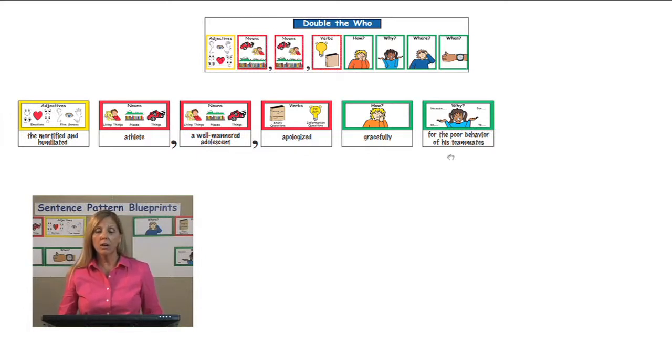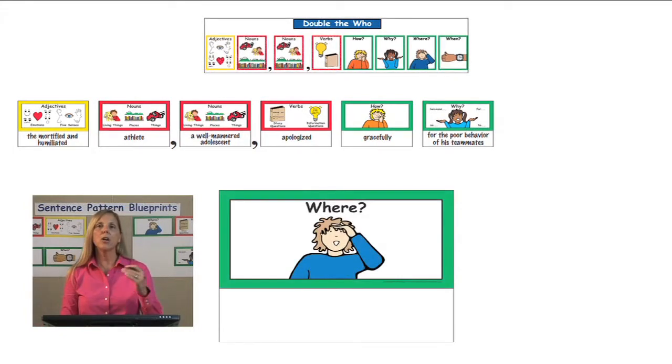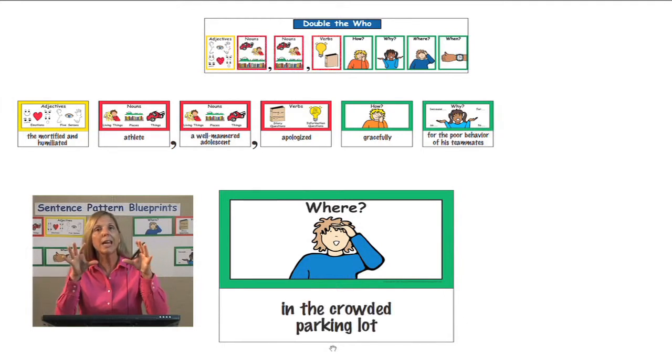Next, let's fill in our where card. Again, we're asking our question in the context of this sentence, keeping that whole scene in mind. Where did this athlete apologize gracefully for the bad behavior of his teammates? In our picture, what do you see? It's a parking lot, but give me more information. Oh, there's a lot of people there. That's right. There were a lot of people in the scene of our story. So let's say crowded parking lot. That crowded parking lot is creating a picture for your reader and telling your reader, wow, he went out there in front of everybody to apologize.